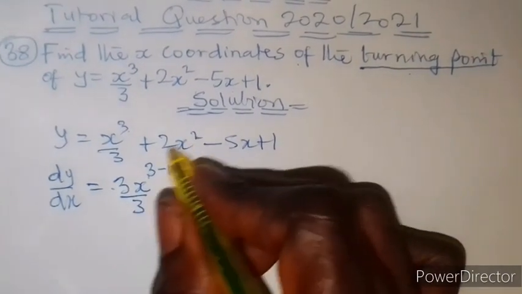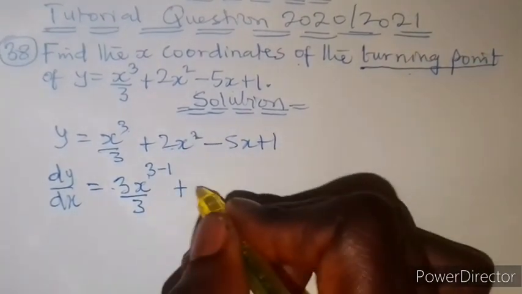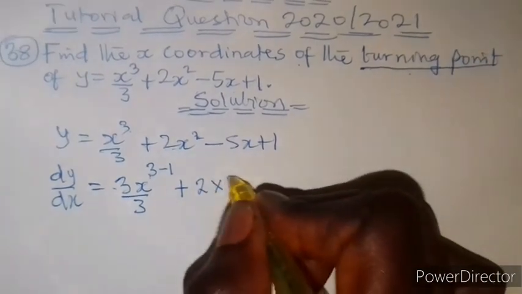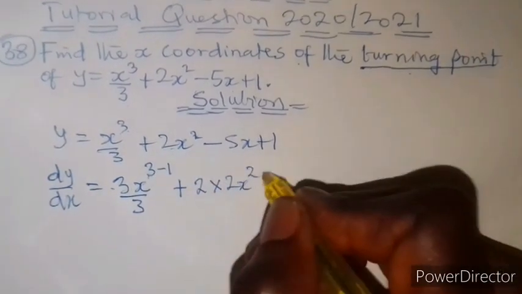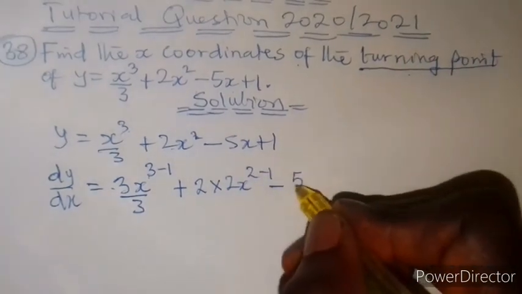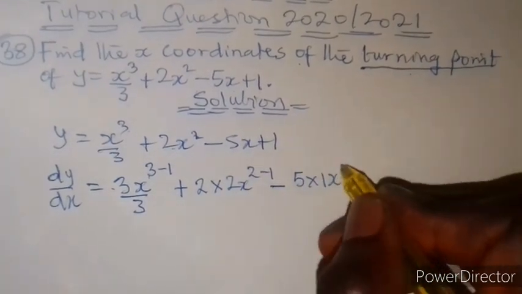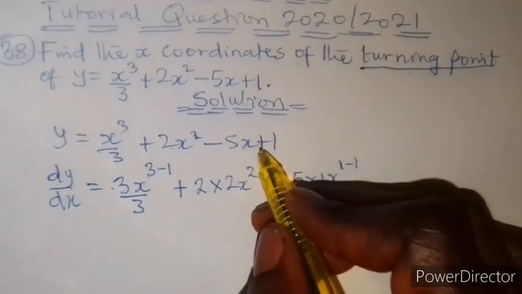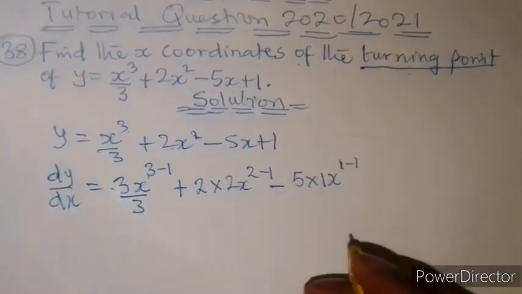Now, plus, we do the same thing here. 2 times 2x power 2 minus 1. Then minus, this will become 5 times 1 x power 1 minus 1. And of course, if you differentiate a constant, it turns to 0.